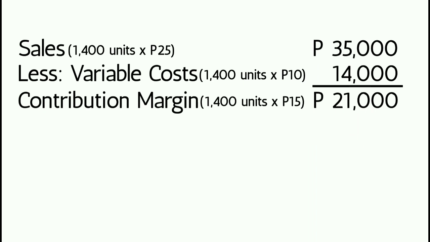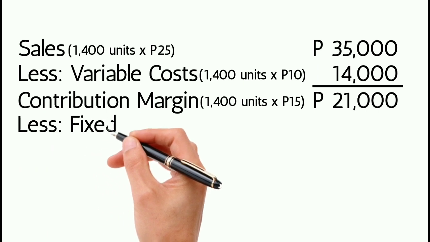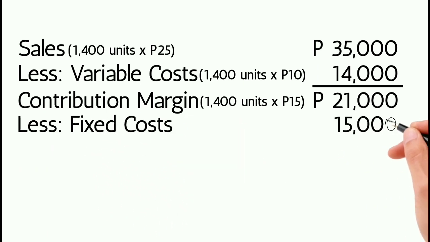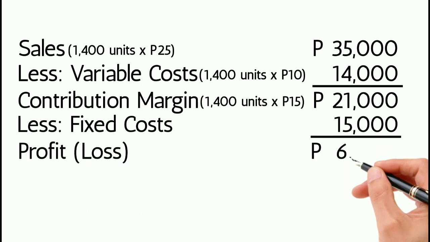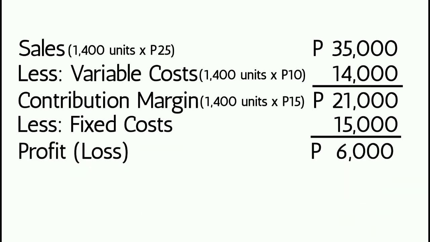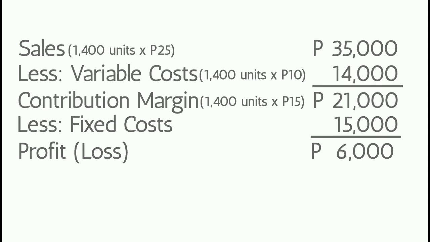Yung 15 pesos dito ay yung contribution margin per unit. Then, i-deduct natin yung fixed cost na 15,000 pesos. 21,000 pesos minus 15,000 pesos, that is equal to 6,000 pesos na profit. Therefore, tama yung required sales in units na 1,400 units.